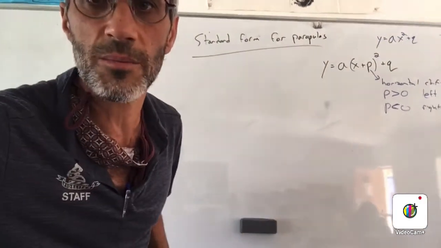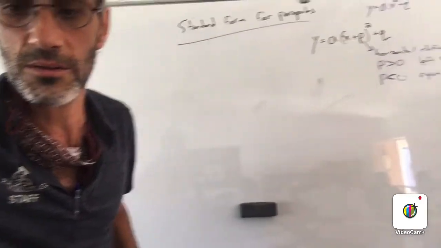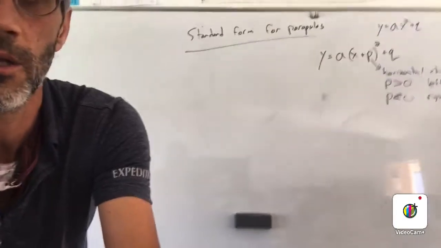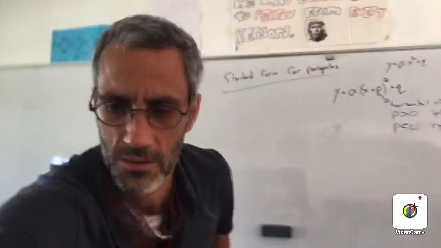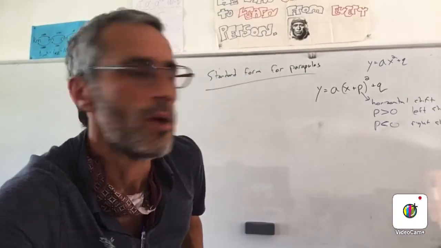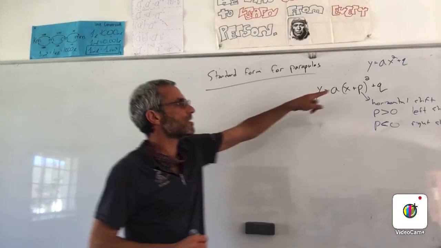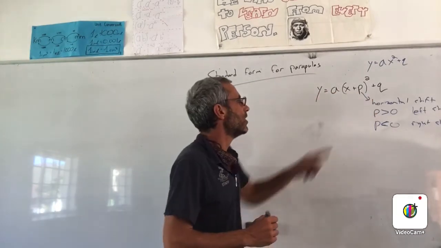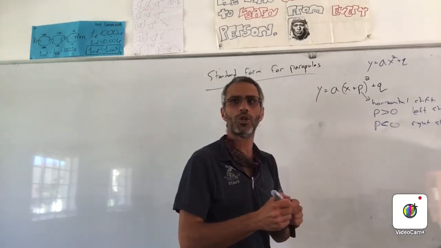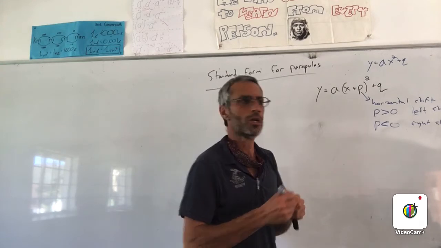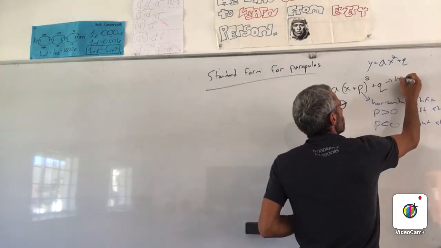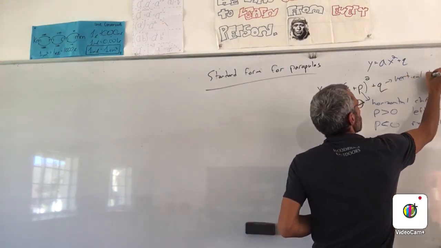Just going to make sure you can see it. Sorry about that. Now, let's just put it here. But we mustn't forget the a and the q that we already had last year. What does the q stand for? What does the q do? It's a vertical shift. Vertical shift, up or down.